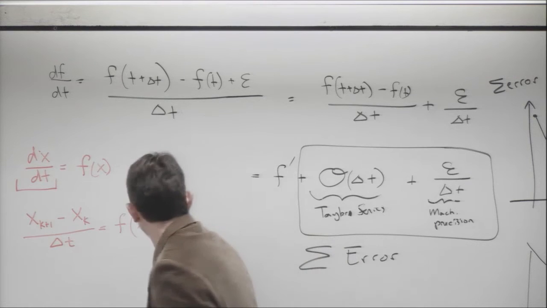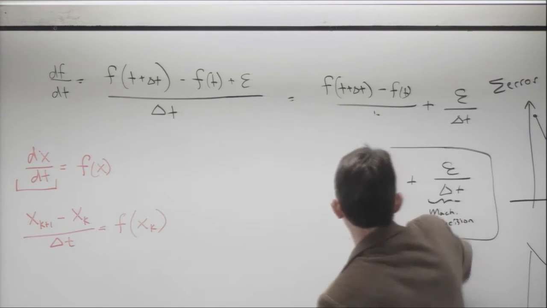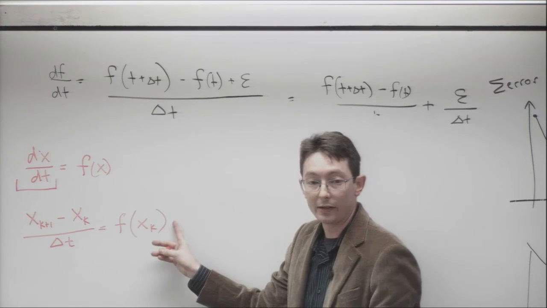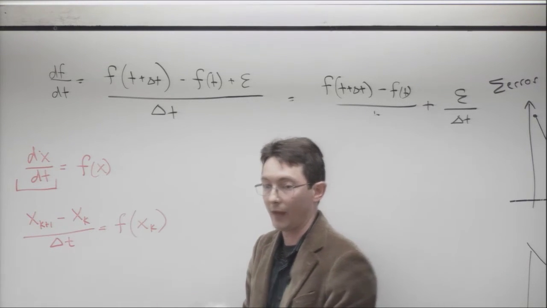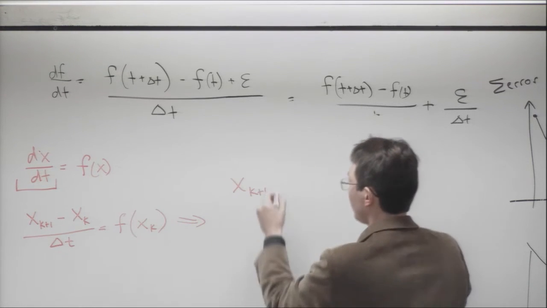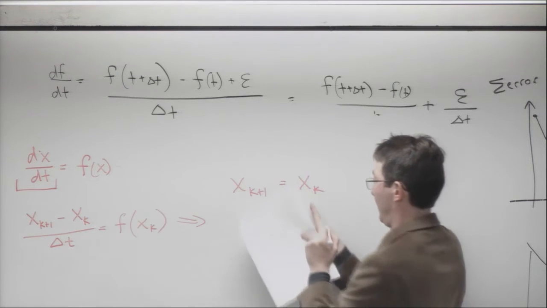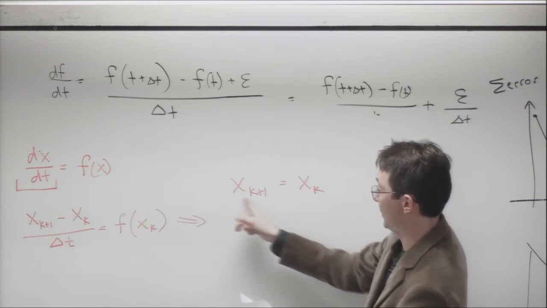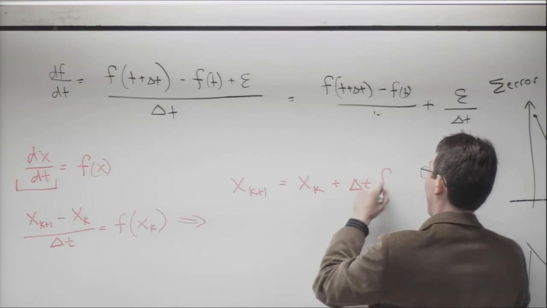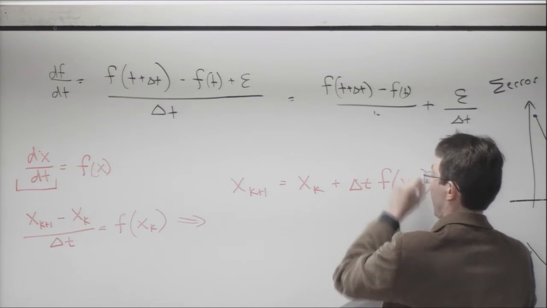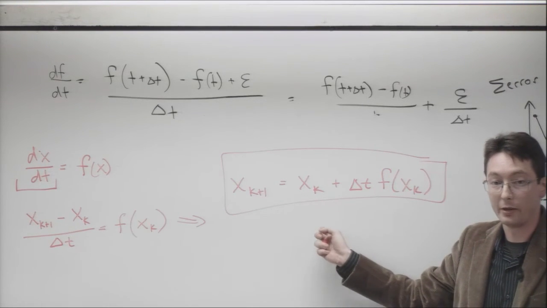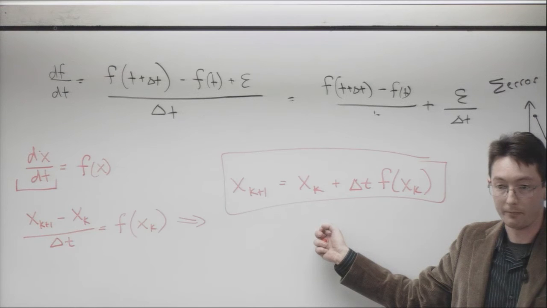Okay? And so if I take this to its logical conclusion, I multiply both sides by delta t, I add xk, and I get this expression: xk plus 1 equals xk, my current state. So my future state is my current state plus delta t times f of my current state. We just wrote an integrator. This will integrate your ordinary differential equation.